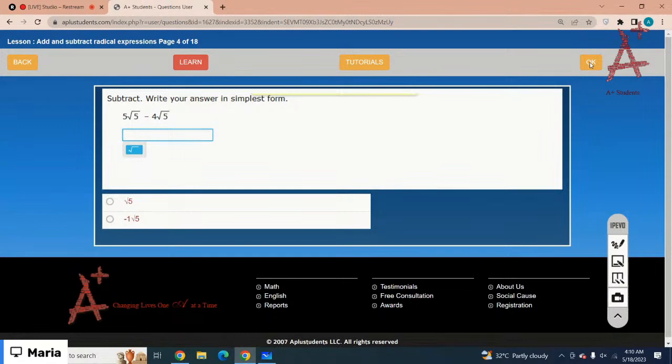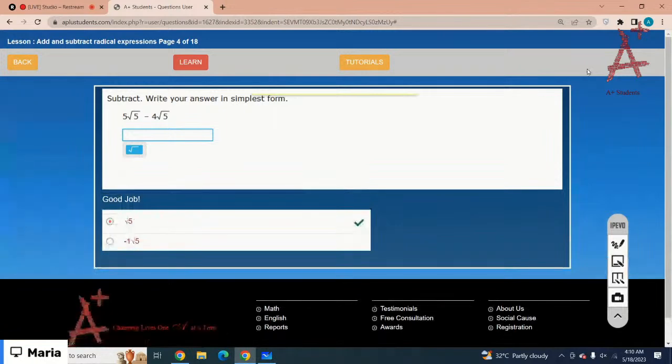Okay, the next one is 5 square root 5 minus 4 square root 5. So which is the correct option? You can have square root 5 common and 5 minus 4 is 1. So it would be 1 square root 5, or you can write down just square root 5. Option number 1 is the correct option.